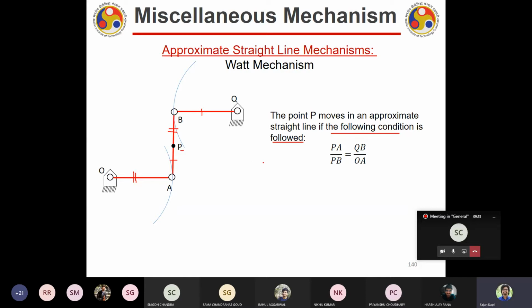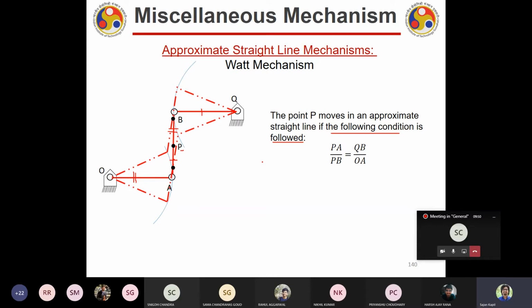Fine. So if that is the case, you can say that this point P will move in approximately a straight line. When you learn about the position analysis, you will be able to see how this point P can move approximately in a straight line if this ratio is followed. We will discuss that very soon, maybe in the next to next lecture, I guess. Fine.